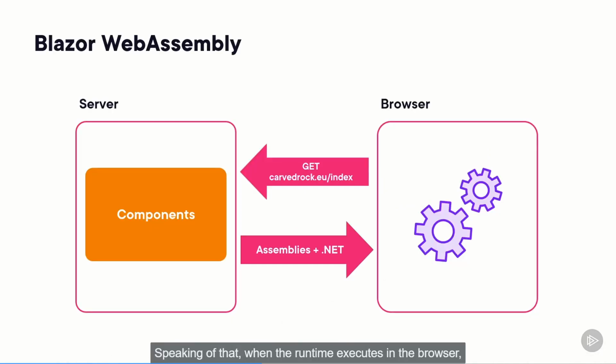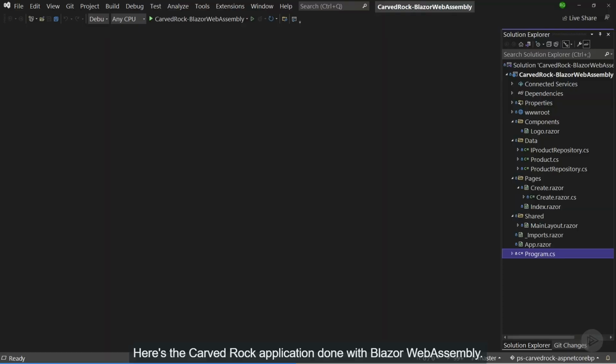Speaking of that, when the runtime executes in the browser, it will be able to process the IL in the component assembly. It will execute all code present in the components and render the Razor to HTML. Here's the Carved Rock application done with Blazor WebAssembly. At first glance, it looks like a Razor Pages project, but there are some significant differences.